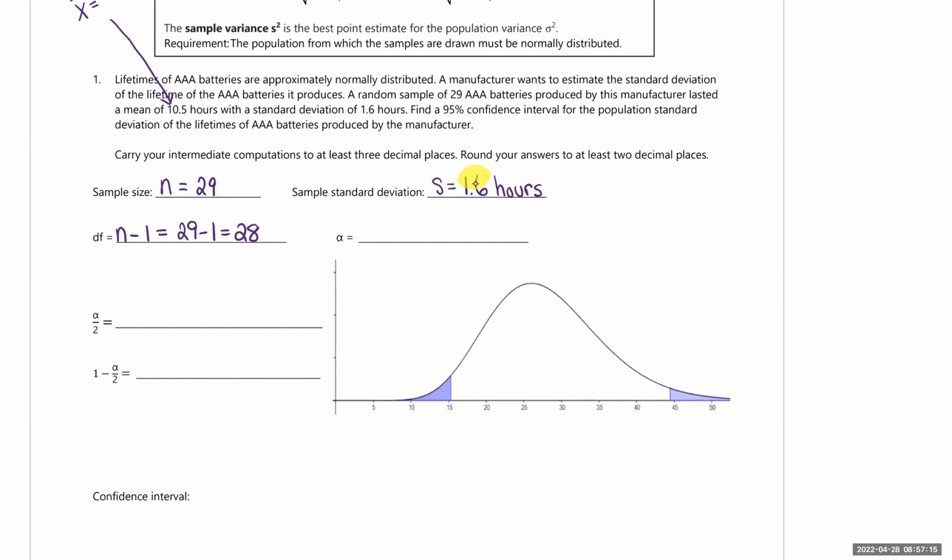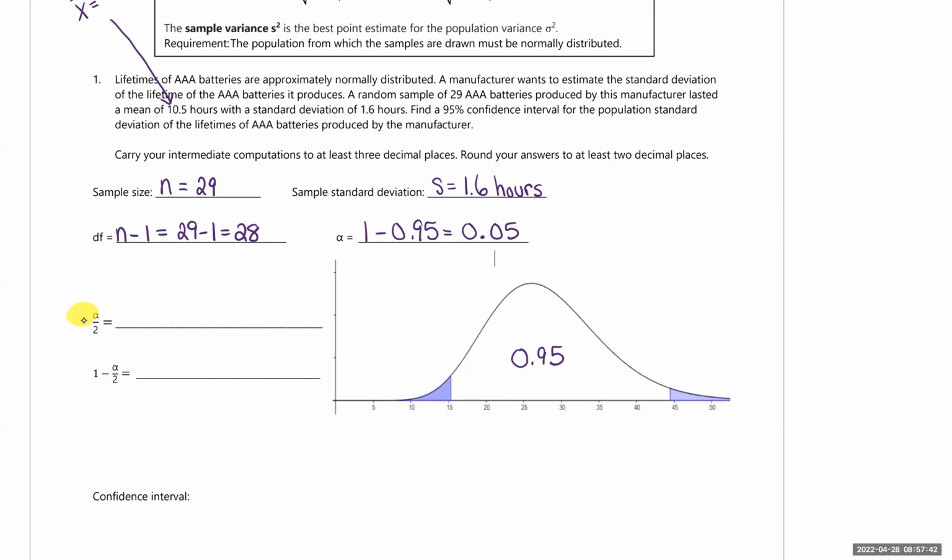And 95% confident means we're trying to separate the middle 95% of the chi-square distribution from the rest. Alpha is 1 minus the confidence level. So 1 represents the whole graph. If you take away the middle, 0.95, you'll get the 2 tails. So we have 0.05 left in these 2 shaded areas.